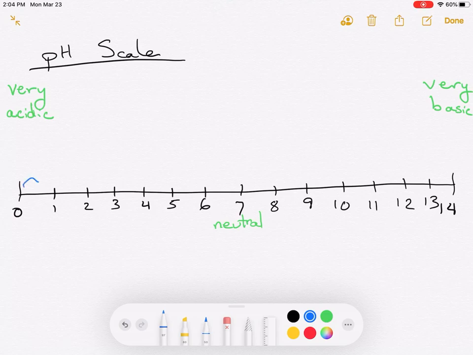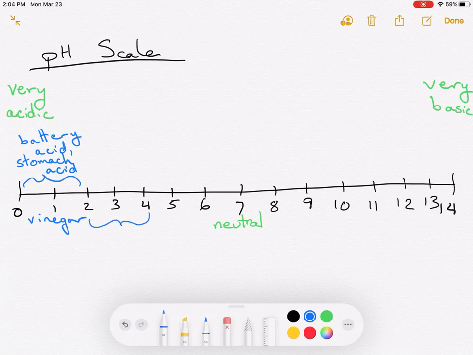Let's go over a few examples of what might be some things that will be classified in here. So in this section here, between 0 and 2, you have things like battery acid, your stomach acid, that's why it's able to break things down so well. And then vinegar is also in that section.